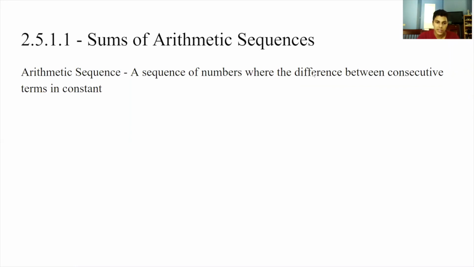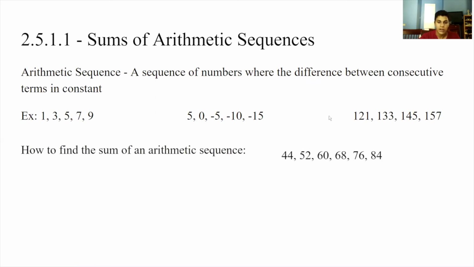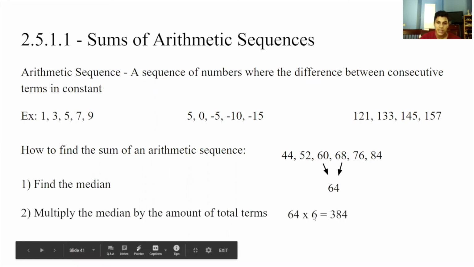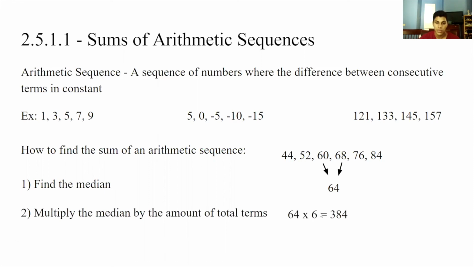First, we talked about the sum of arithmetic sequences and learned that an arithmetic sequence is a sequence of numbers where the difference between consecutive terms is constant. So these were examples of arithmetic sequences where the difference between consecutive terms in the first one is 2, the second one is -5, and the third one is 12. Then we also talked about how to find the sum of an arithmetic sequence using this one as an example. First, you have to find the median, and then you have to multiply the median by the total amount of terms, which in this case was 6, and the sum of this arithmetic sequence was 384.